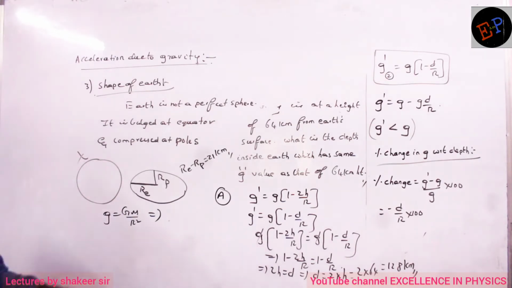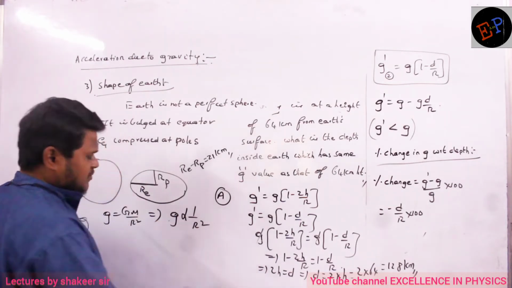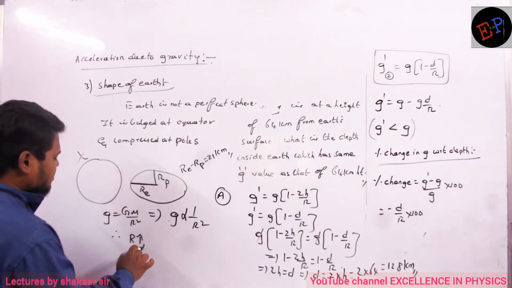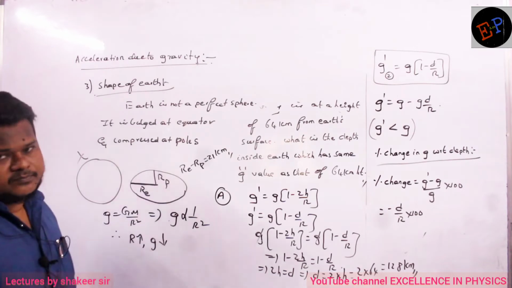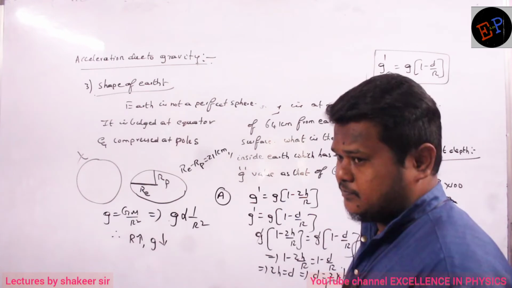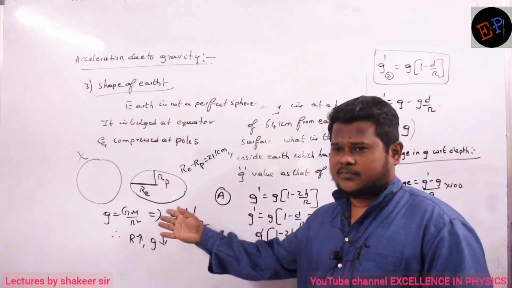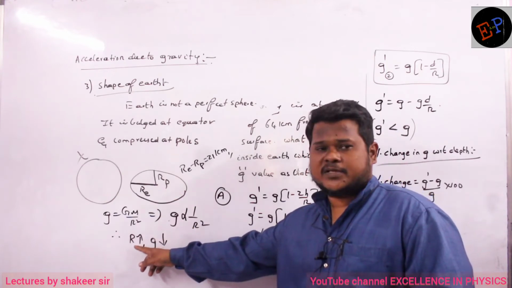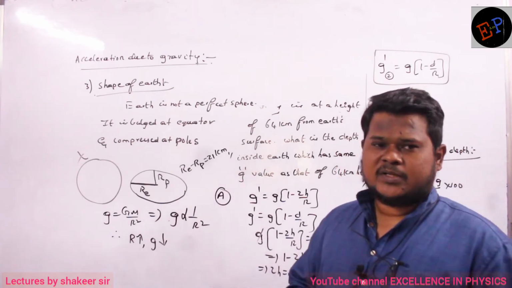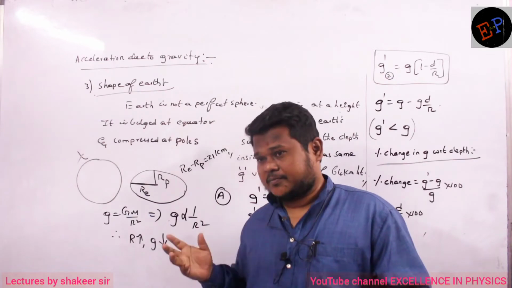It is inverse proportional there. So g is proportional to 1 by r square. Therefore, if r value increases, g value reduces. Where is the r value maximum? At the equator or at the poles? Equator. So at the equator, the r value is maximum. Therefore, at the equator, g value is minimum. We are near the equator, no? So here our weight will be lesser.